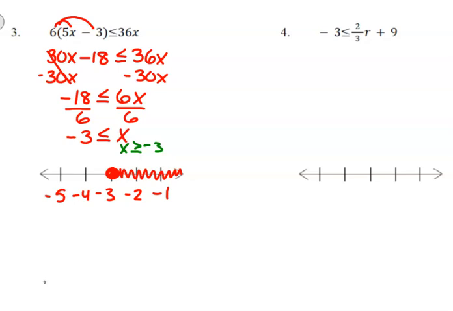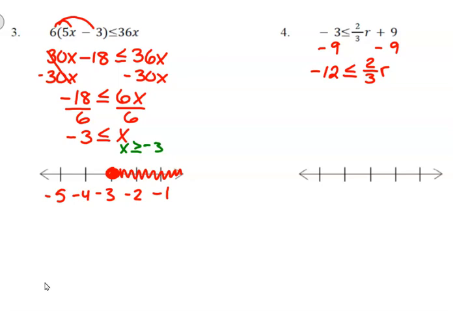When I'm looking at something like number 4, I do see that fraction, but before I worry about the fraction, I do have whole numbers, so I'm going to get those whole numbers together first. So I see a positive 9, I'm going to minus that 9. Negative 3 minus 9 is negative 12, and then I still have this 2/3 r.